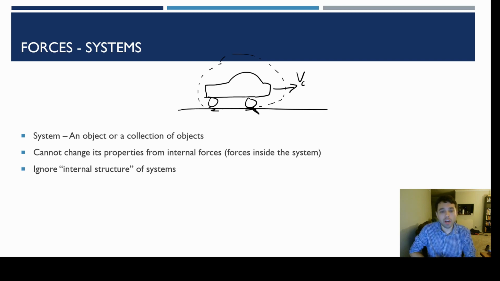And then lastly, we're going to ignore all internal structure of a system. So we know that the car has moving parts, right?